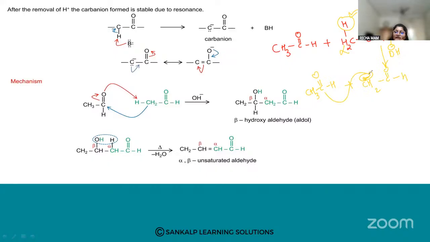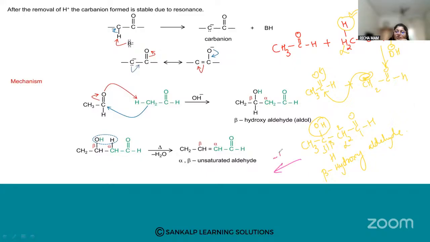This will attack the carbonyl carbon, and it will get polarized. I am going to get CH3 CH(OH) CH2 C double bond O H. This is alpha, this is beta. So it is a beta hydroxy aldehyde, or 1, 2, 3, so 3-hydroxybutanal.